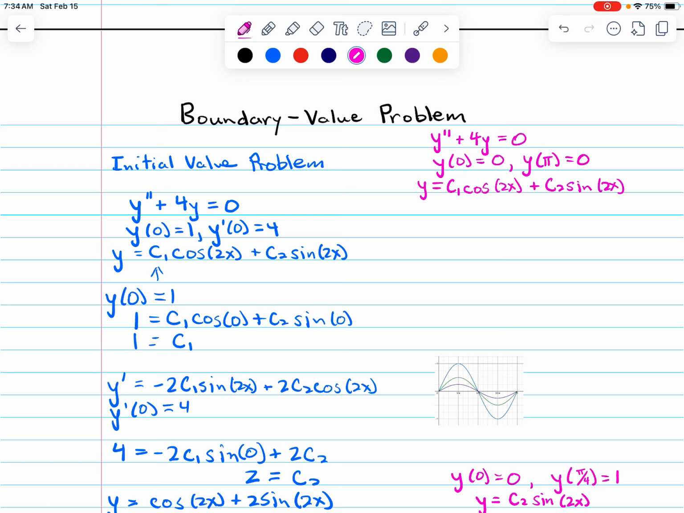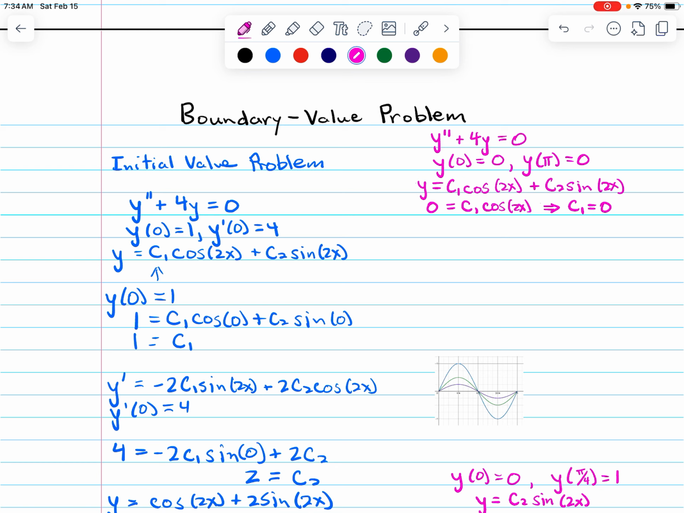So first of all, we're told that y of 0 equals 0. So here's what we got. I plug in a 0. And of course, plugging in a 0 into this sine part gives me a 0, so I don't have to worry about that. Now this gives me that C1 equals 0. Okay, there you go. C1 equals 0.